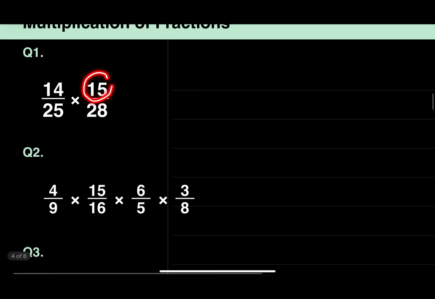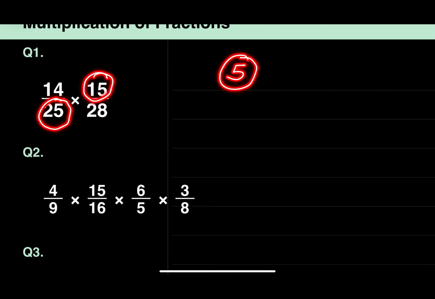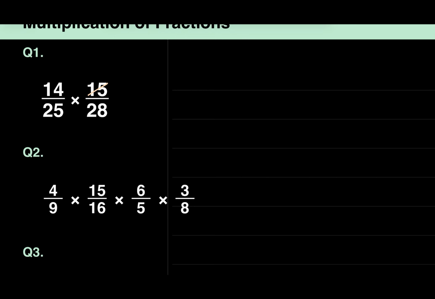I will choose 15 and 25 because both are divisible by the number 5. Okay, so this is the number I'm going to divide them by, 5. So 5 into what is 15? 5 threes are 15, 5 fives are 25.